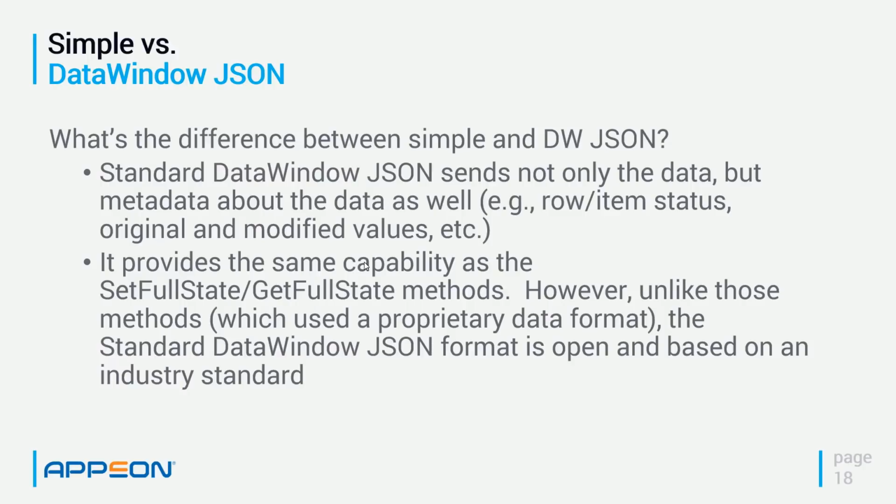The difference, though, the issue with the old getFullState, setFullState is that what was sent was a blob that had a proprietary format, and you couldn't look at the blob and see what the data was. With the standard data window JSON, we're using an internet standard, the JSON, and it's open. You can look at the data and you can see what's being sent up.